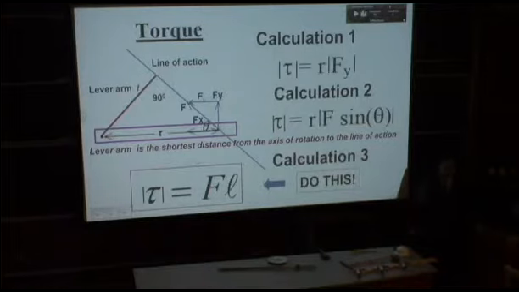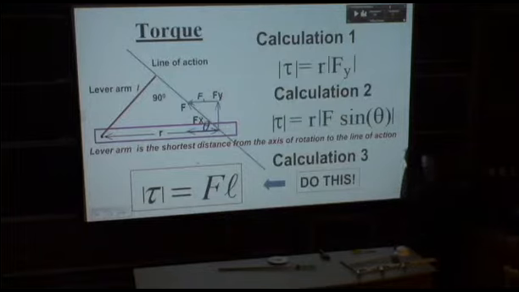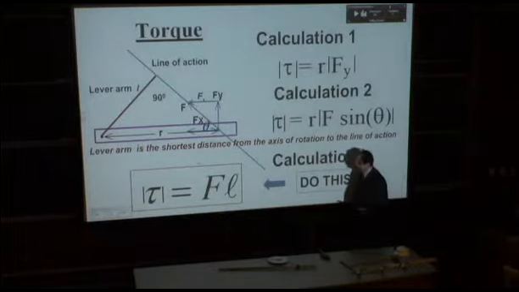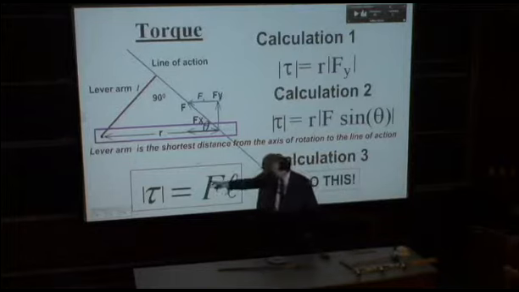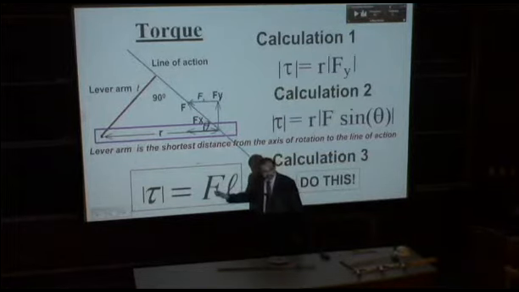Do this. I can't force you. I just strongly recommend. Normally, this last expression gives the fastest way to calculate. But it's up to you. You can try all three. It shouldn't matter in the end, of course. Now, this variable F, what does it represent now? Anyone?